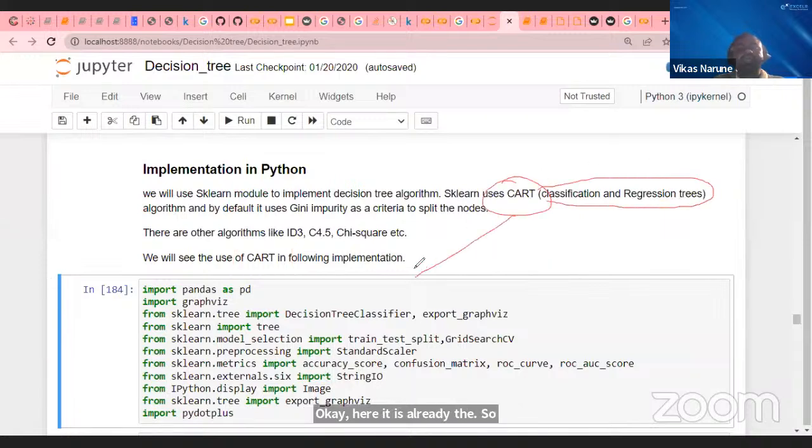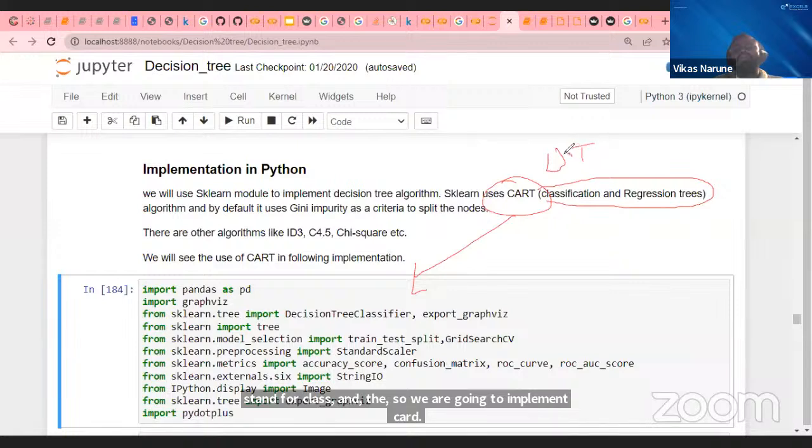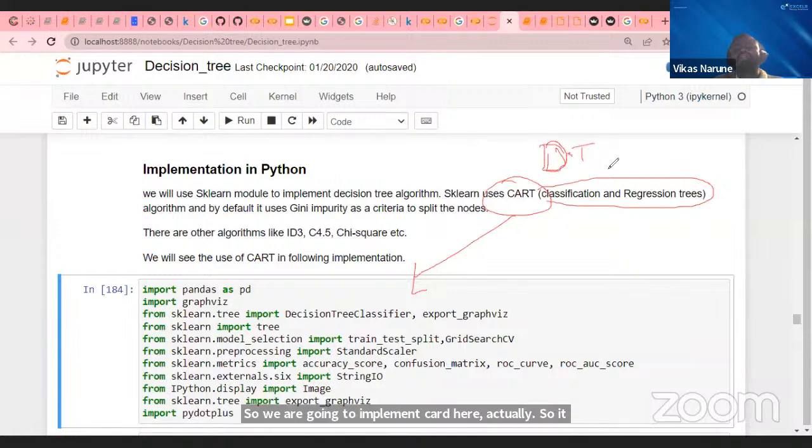So we are going to implement CART here actually, the CART algorithm. It is one of the decision tree algorithms, the classification and regression tree. So it is used for both purposes, classification and regression, with the same function. The previous functions were only used for categorical variables for classification purposes.